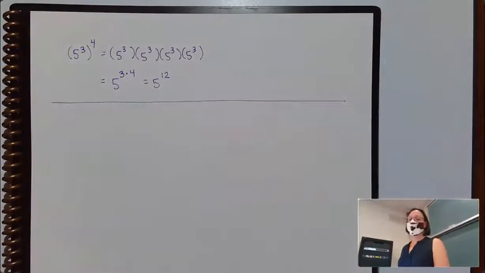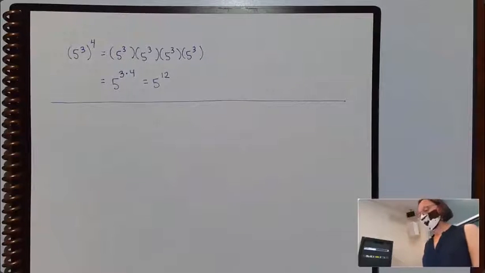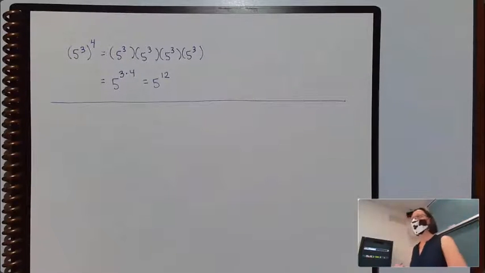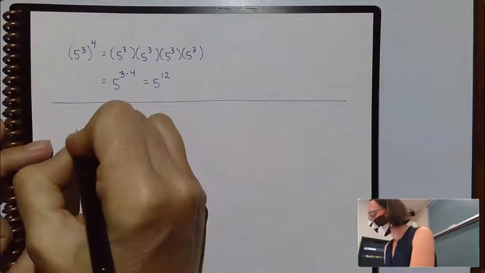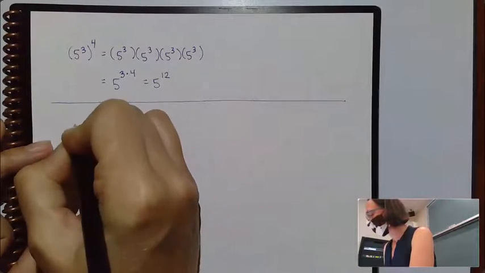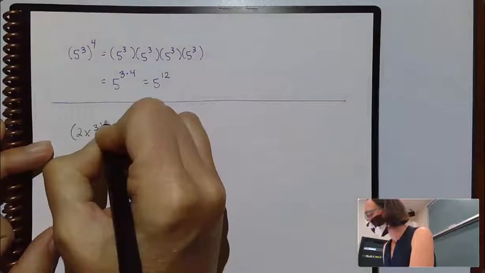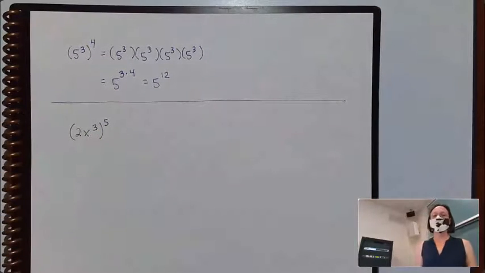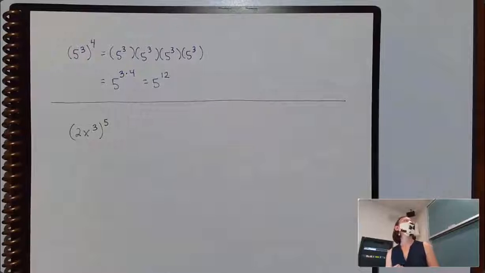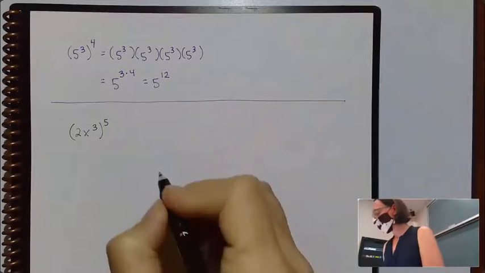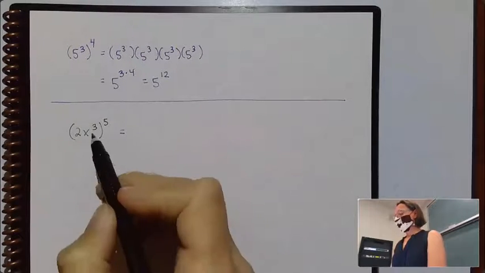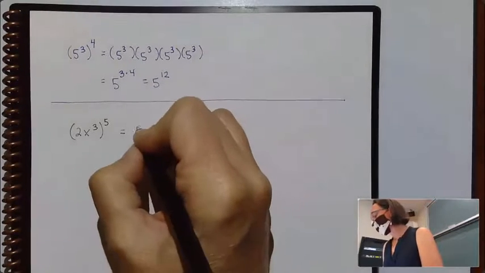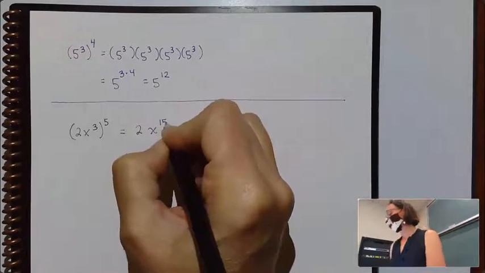In our continuing saga of dumb things our brains do, if I wrote something like 2x cubed to the 5th power, the number one wrong answer that I see written down is to write that as 2x to the 15th.